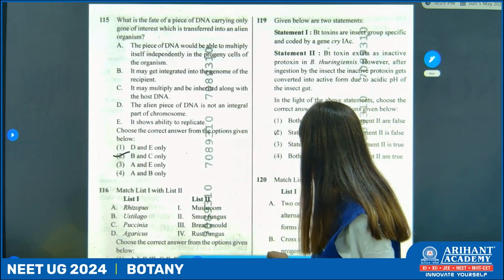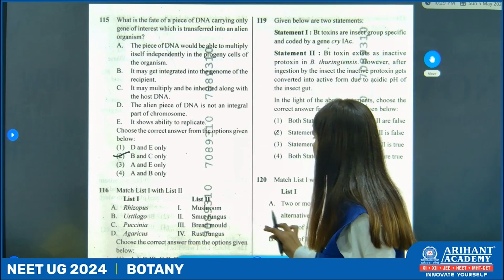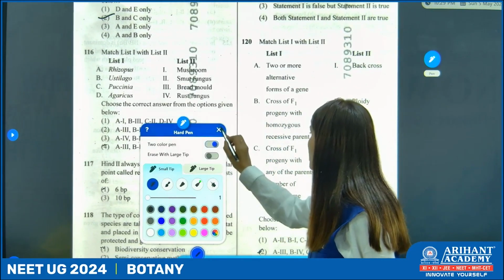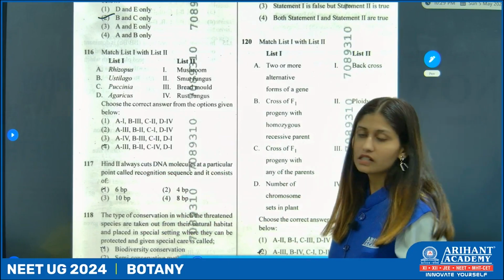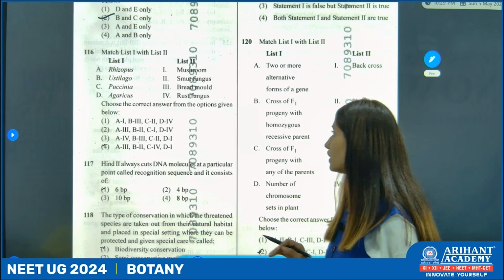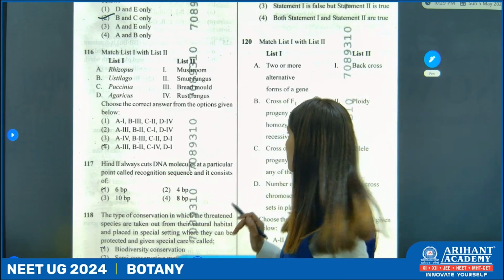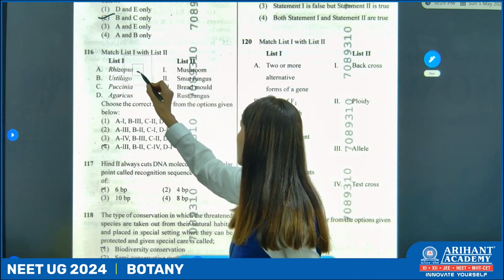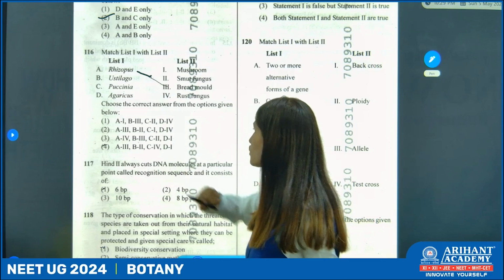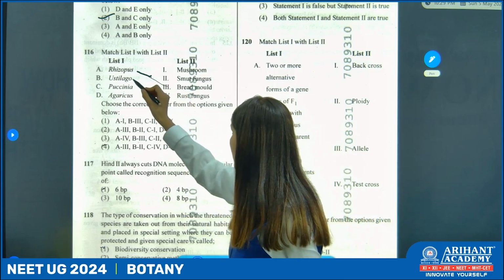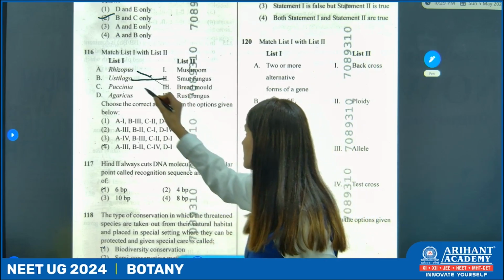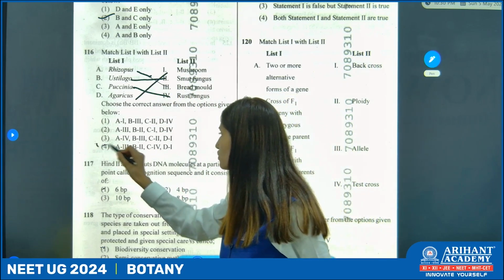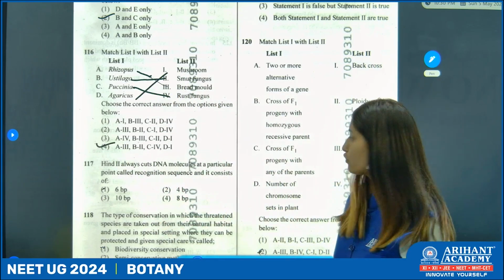Okay, next question is the match the following question type. Very easy question. From which chapter? It is from biological classification, the fungus part, the kingdom mycota part. Rhizopus, we know Rhizopus is a bread mold. Rhizopus, bread mold. Mustilago, smut fungus. Puccinia, rust fungus. Agaricus is a mushroom. So answer for this would be option number 4.